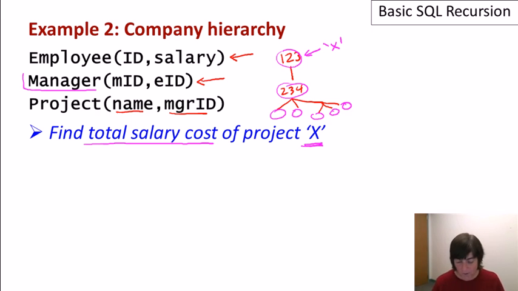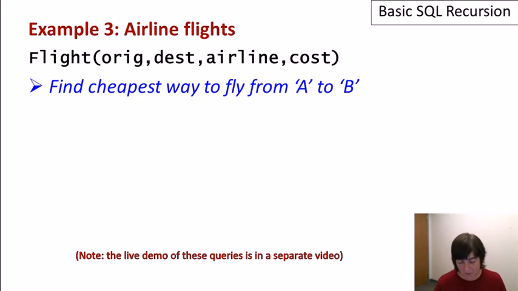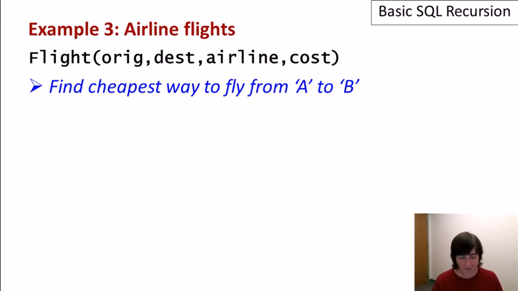By the way, let me mention that one of the reasons I'm not bothering to write the exact SQL right now as I motivate these examples is that we are going to see the SQL shortly when we do the live demo. And the third example, and my personal favorite, is finding airline flights from a starting point to an ending point at the cheapest cost.